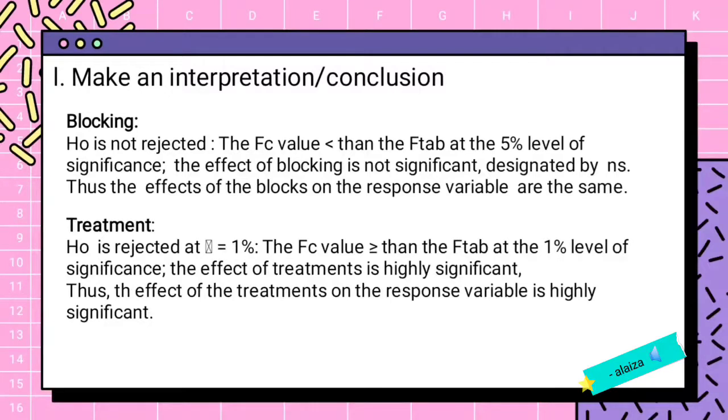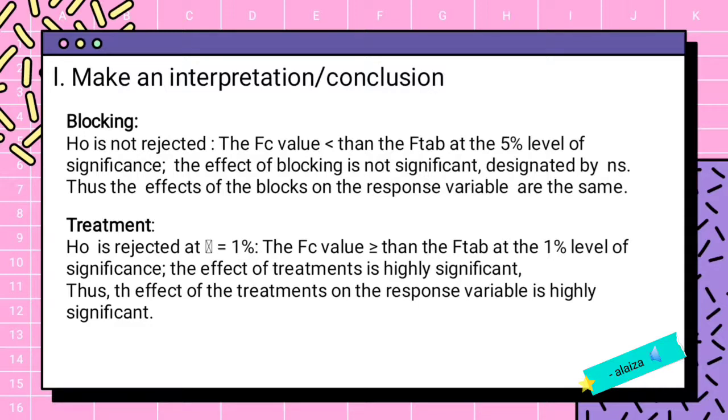Make an interpretation and conclusion. Blocking: HO is not rejected. The FC value is less than the F tab at the 5% level of significance. The effect of blocking is not significant, designated by NS. Thus, the effect of the blocks and the response variable are the same.